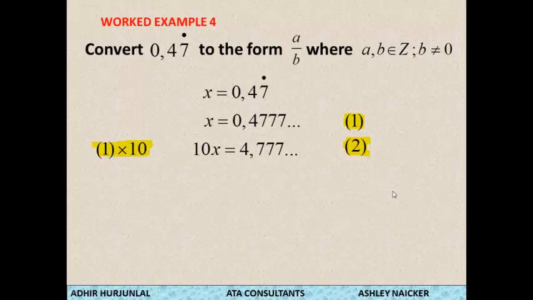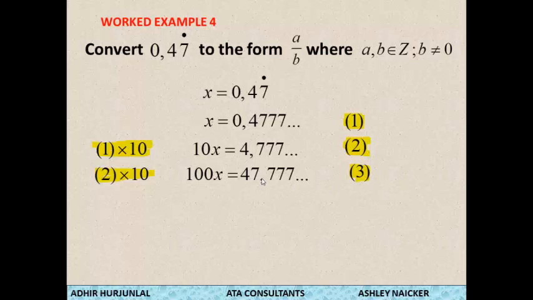So you might be saying, but what's so special about this example? Let's continue. We might see what's so special about this. I cannot subtract, so I take equation number 2. I multiply it by 10 again. I end up with 10 times 10, which is 100x. The decimal point moves one place to the right. I end up with 47,777. This I call equation number 3.